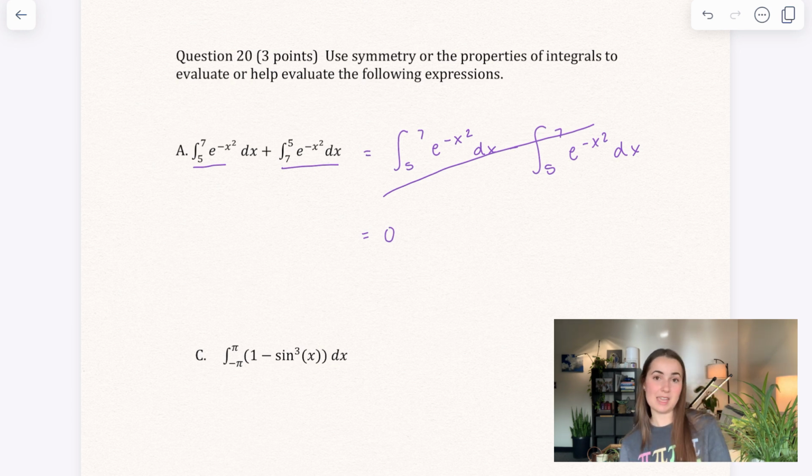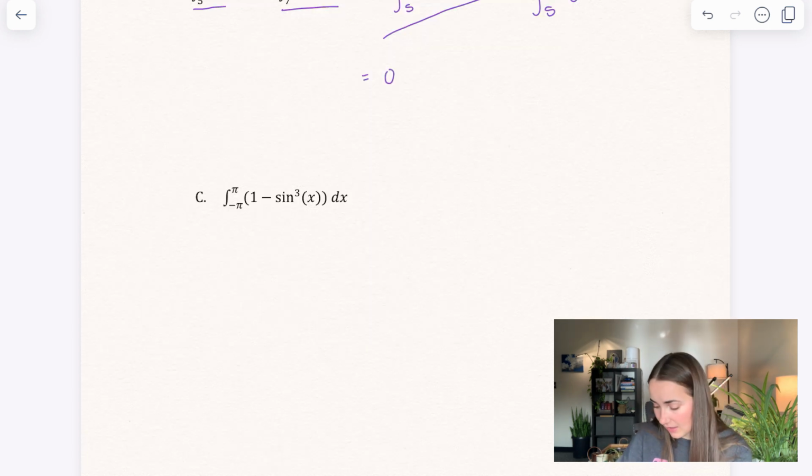So if you're sitting there thinking, I don't know how to integrate this, see if there's a way that you can manipulate it using the properties of integrals. Here we have another integral.